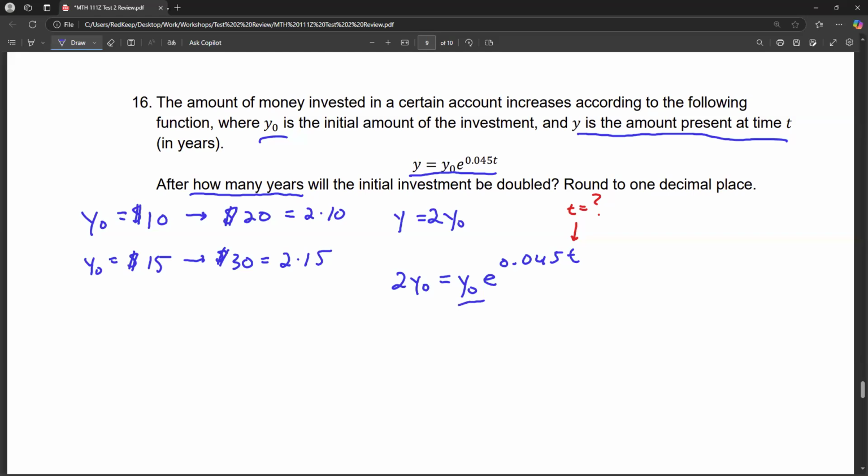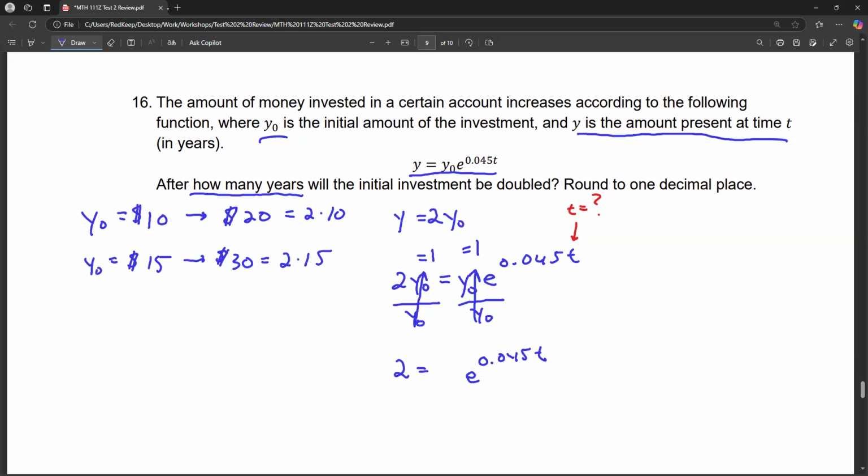What we should do right away is divide both sides by Y naught. On the right-hand side, Y naught divided by Y naught is equal to 1. That's what we wanted. So the right-hand side is just e raised to the power of 0.045 times t. On the left-hand side, we have Y naught divided by Y naught again, and that's equal to 1. So what we have on the left-hand side is actually just 2. Kind of cool, right?